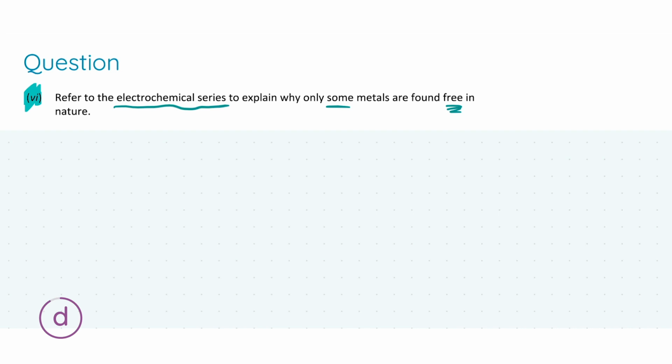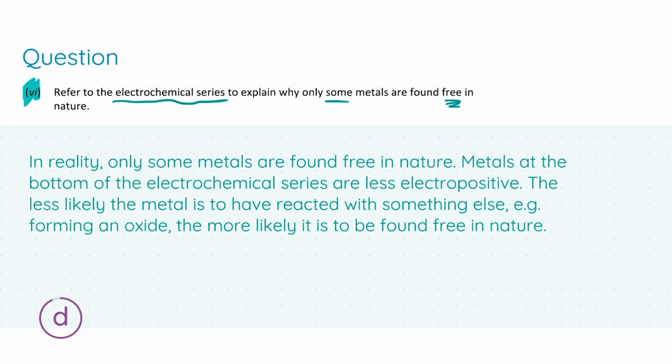If we take something like aluminium, for example, aluminium is very rarely found on Earth in its pure form, and it generally exists in the form of minerals, salts, and oxides. So the question here is, we need to use the electrochemical series to explain why this is the case, and why very few metals are found freely. And the answer to this question goes as follows.